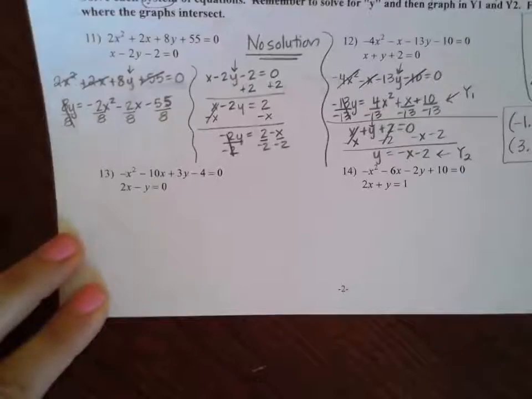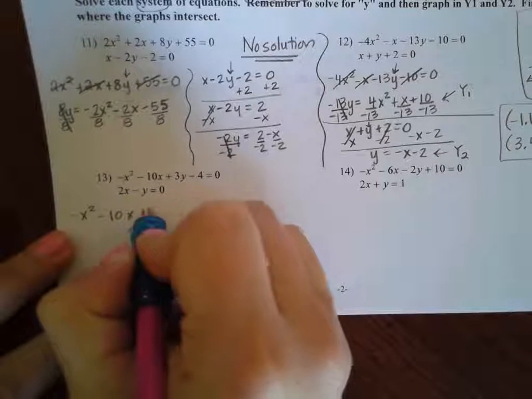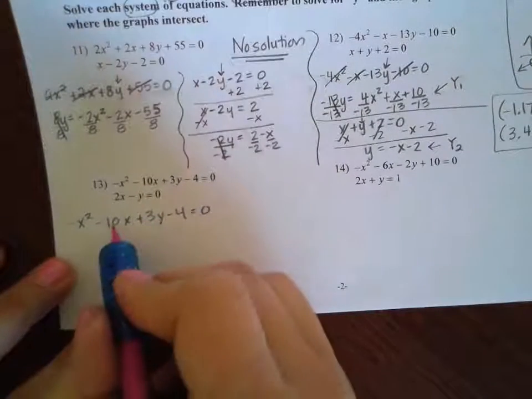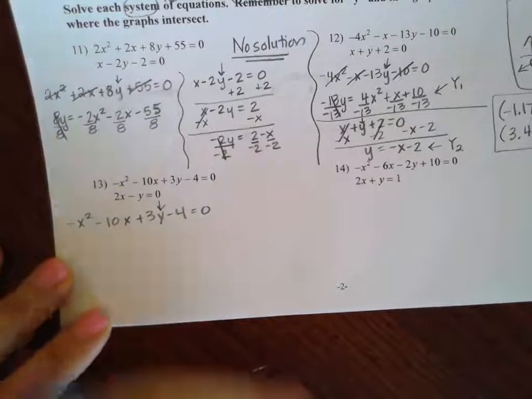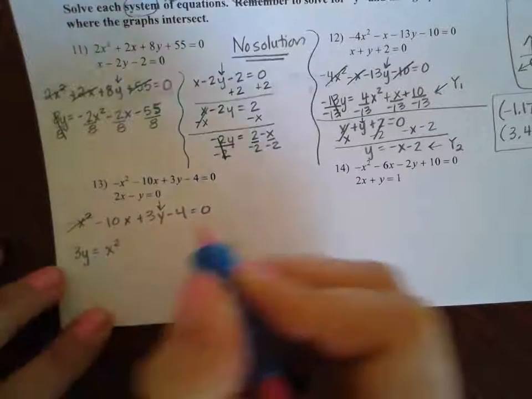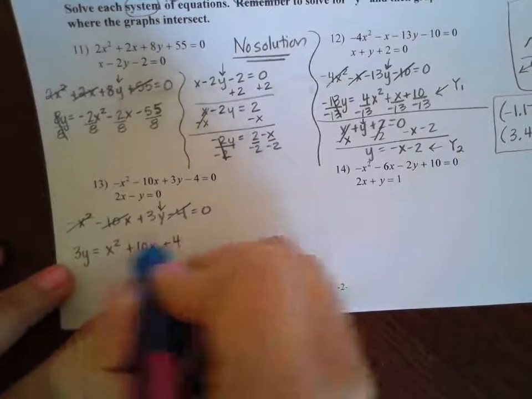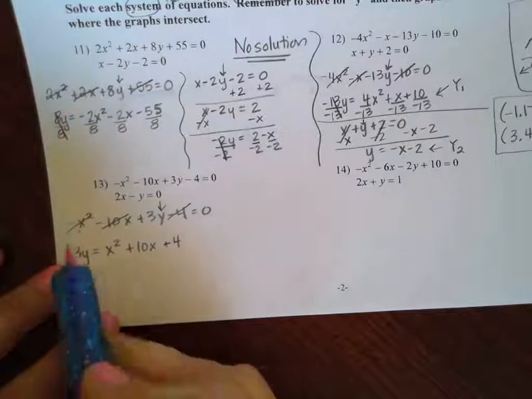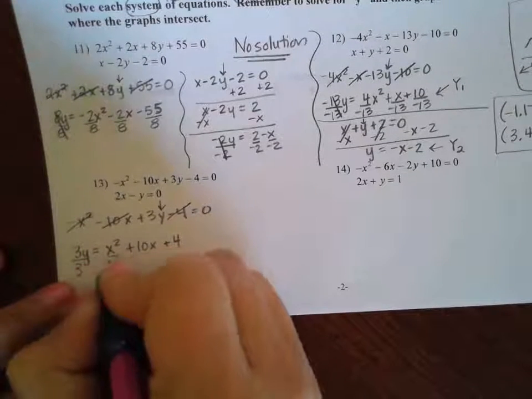Okay, so let's look at 13. We need to get the y by itself. So we're going to add x squared, we're going to add 10x, we're going to add 4 because I'm trying to get this y by itself right there. So it'll be 3y equals x squared plus 10x plus 4. We have to add because in order to move it over to the other side of the equal sign, you have to do the opposite operation. So if it's negative, you have to add it. That's why these are all positive now. Now divide everything by 3.